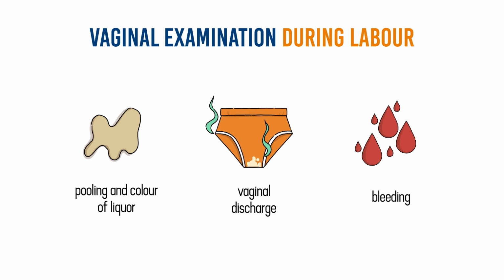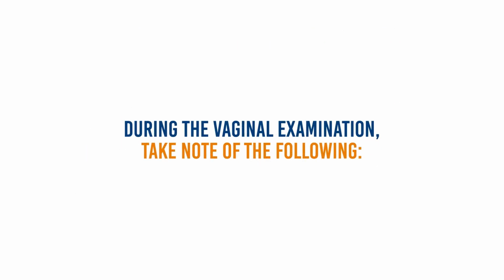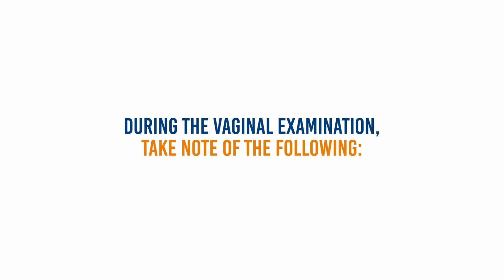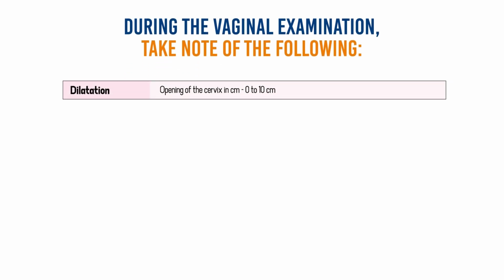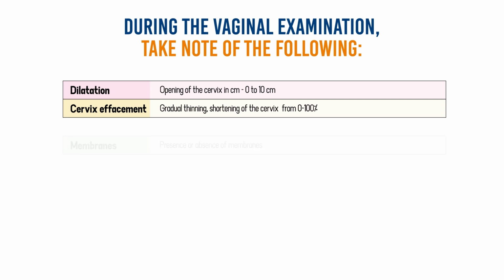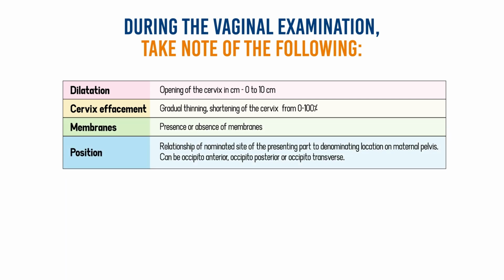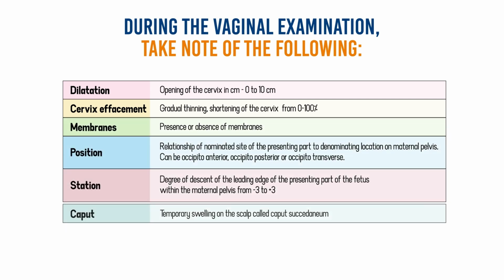Check if bleeding is coming from cervical os and the amount of bleeding. Check if cervical os is open and if membranes can be seen. During the vaginal examination, take note of the following: dilatation, cervix effacement, membranes, position, station, caput, and molding.